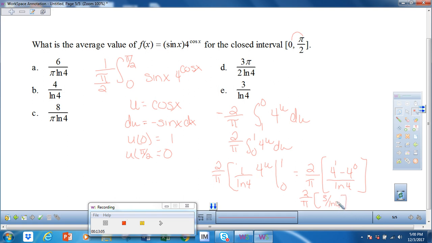And a lot of you probably chose 3 over the natural log of 4. That's what I chose the first time. But then we have to remember to multiply by 2 over pi. So the correct answer is actually A.